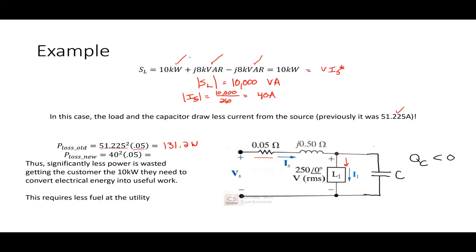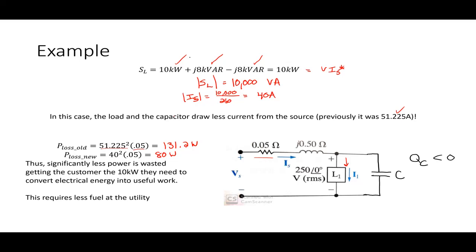In the new case, I have 40 squared times 0.05 because my current has gone down. That's only 80 watts. Now, in the grand scheme of things, going down roughly 50 watts isn't a huge value, but I'm talking about a pretty small system here. If I'm supplying many gigawatts of power, this could become a pretty significant issue.